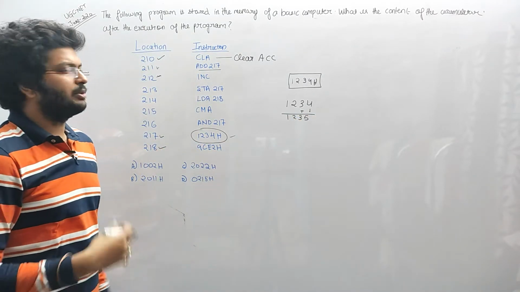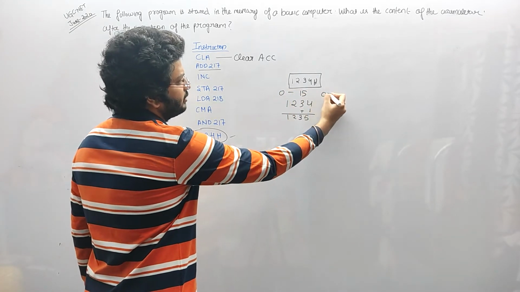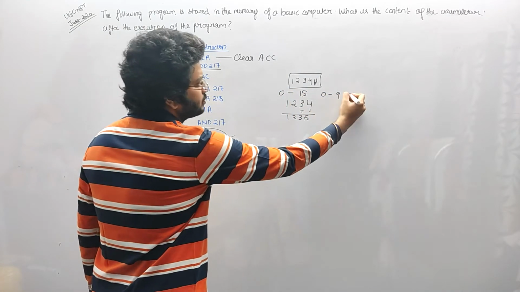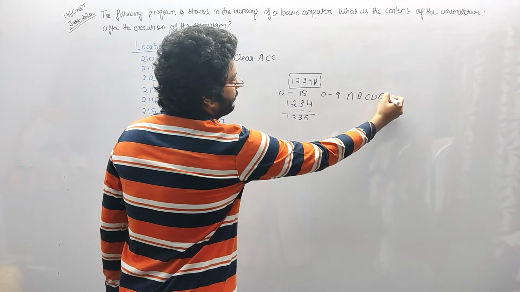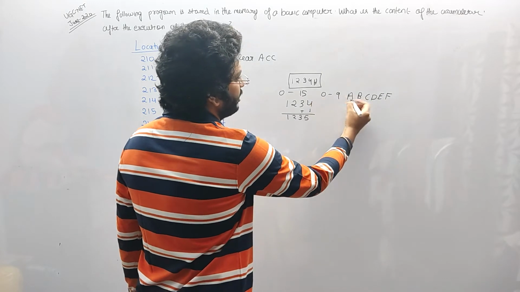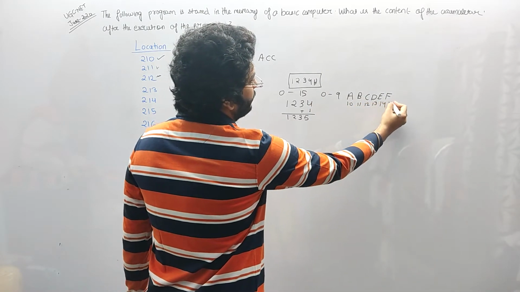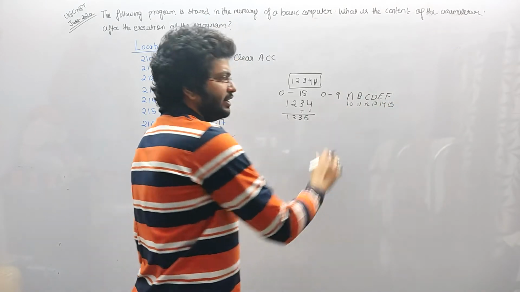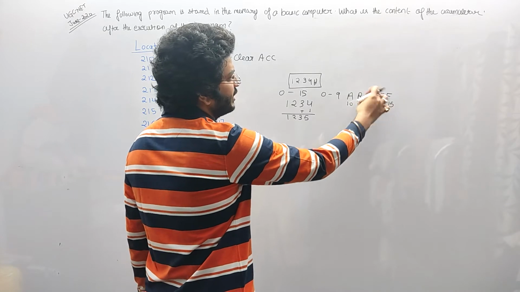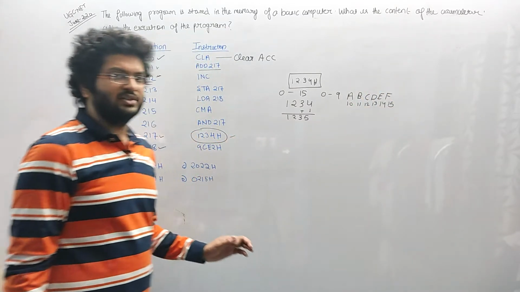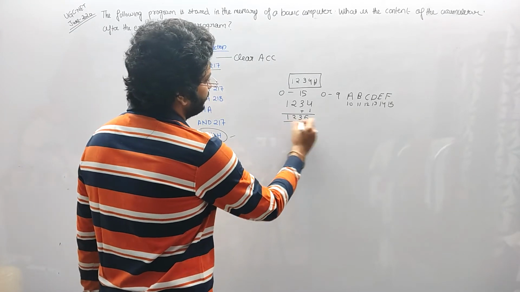Hexadecimal is a number system which ranges from 0 to 15. From 0 to 9 the format is the same, and from 10 onwards we have the notation A, B, C, D, E and F. That is, 0 to 9, then 10, 11, 12, 13, 14 and 15. For 10 it is represented as A, for 11 B, 12 C, 13 D, 14 E and 15 F. These are the notations in hexadecimal format. So we have 1235 here.